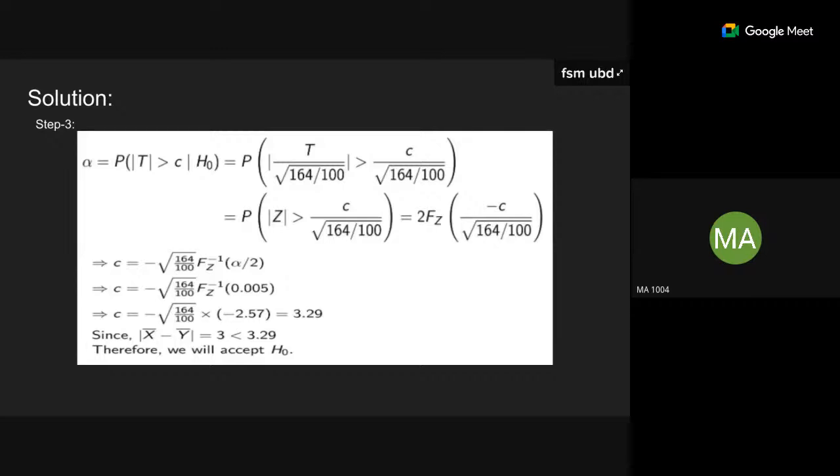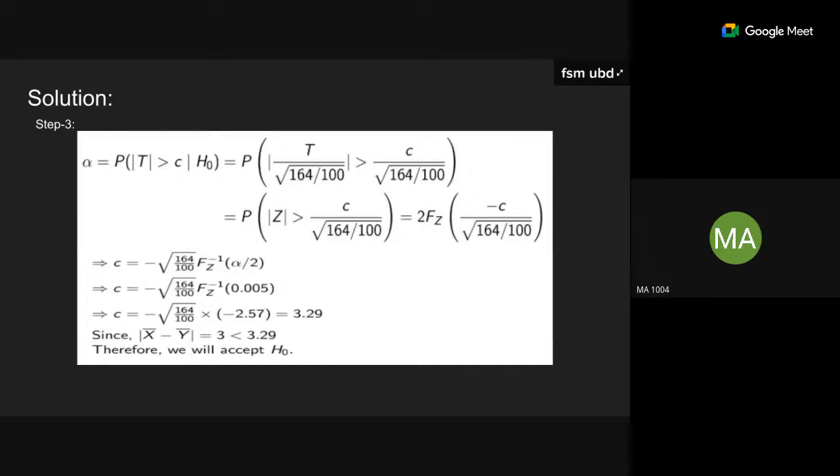Now I got the critical value as 3.29, and I have my test statistic value, which is given in the problem as 3. Now compare these two. If I compare 3 and 3.29, I know that 3 is less than 3.29. So what happened? Our test statistic mod t is less than c. But when are we going to reject null? When mod t is greater than c.